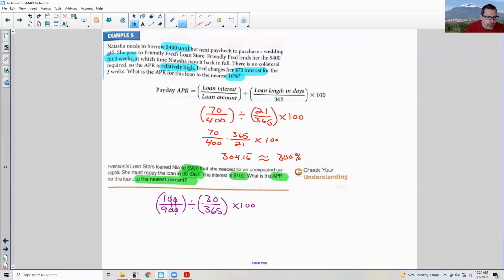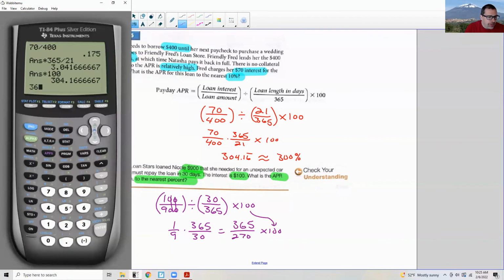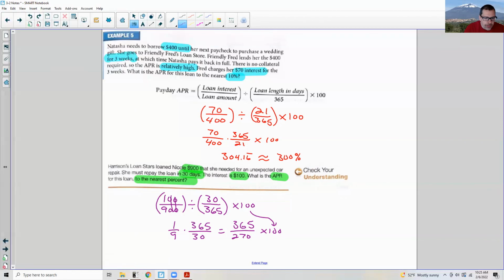Okay, so I like to simplify stuff. 100 over 900 is 1/9. And so it'd be 1 over 9 times 365 over 30. Okay, and in doing this, we get 365 over 270 times 100. This 100 comes down here. So that's what I'm going to put in my calculator. Hopefully you follow that. 365 divided by 270 times 100. That just moves the decimal 2 places to the right. And it would be 135.19%.